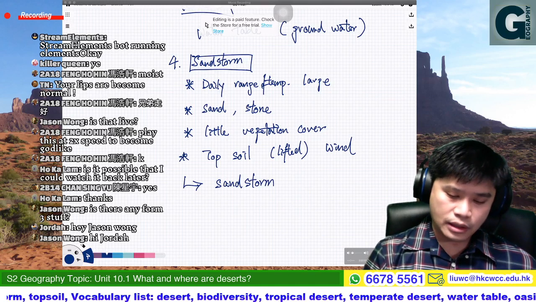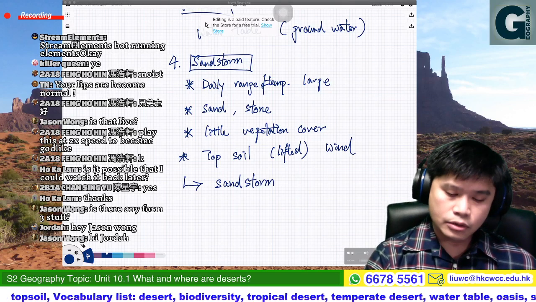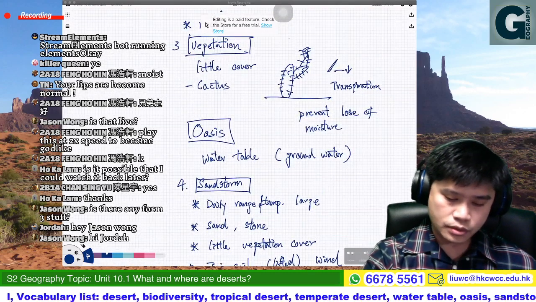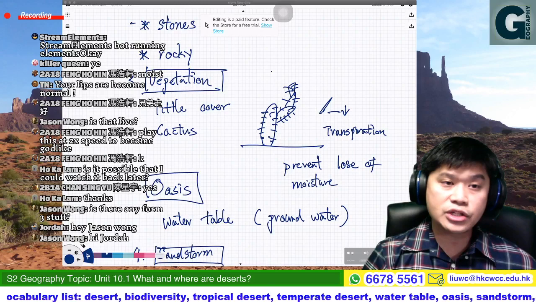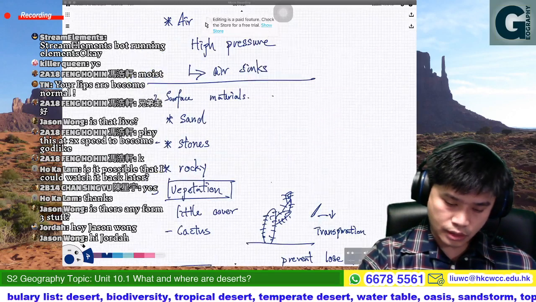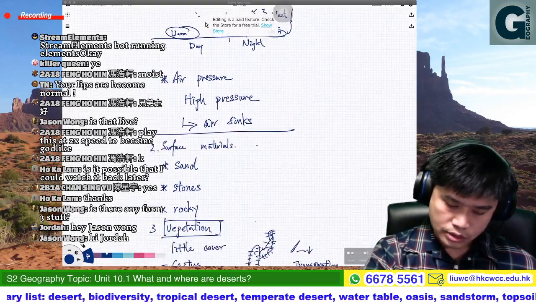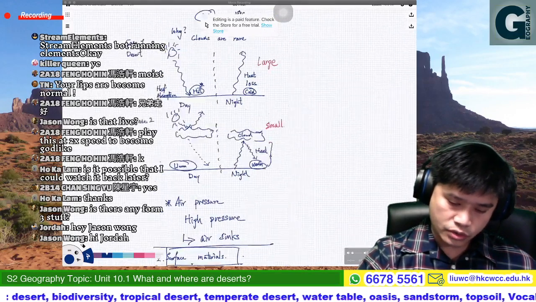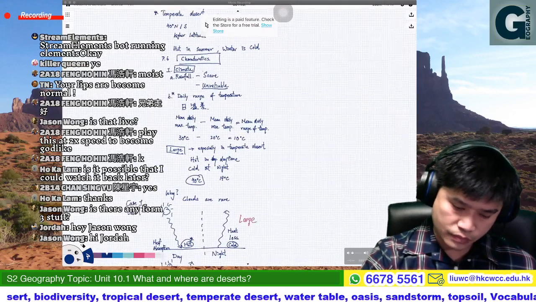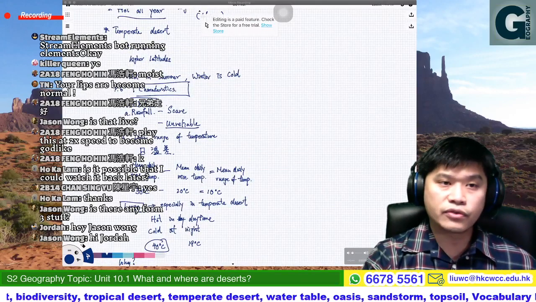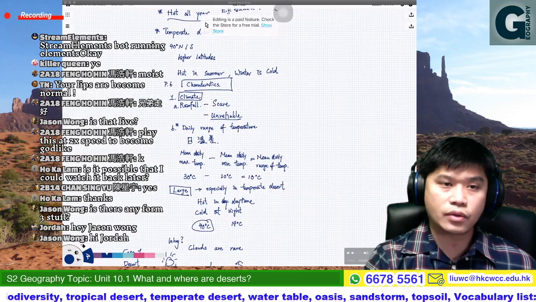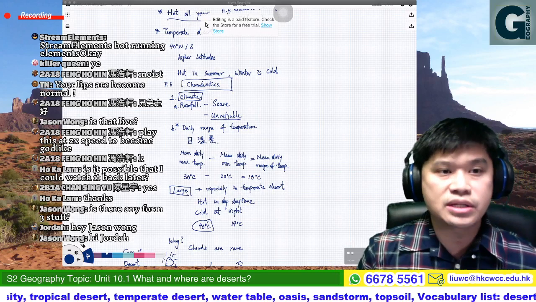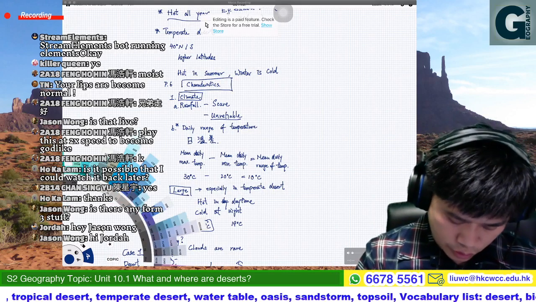So therefore, that would be the four characteristics of that set. Like there would be sandstorm, the vegetation, the surface material, and also the climate. So the four characteristics, that's it. And then, this is almost the end of this section.